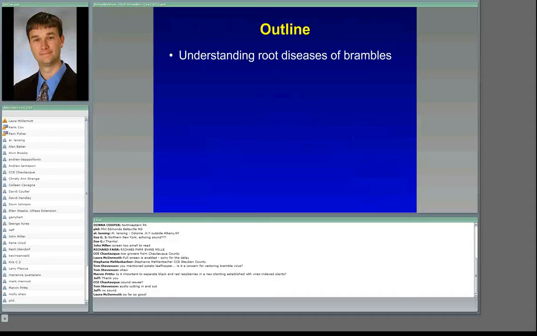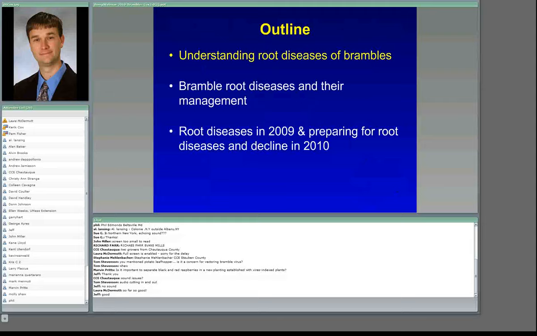All right, I'll give a little bit of information about understanding diseases of brambles, and then I'll talk about bramble root diseases and management. And then we'll look at root diseases in 2009 and some of the issues that seem to be involved with a small fruit decline this year, and what to do about diseases and root decline in 2010, given our seasonal situations. Of course, this talk is very much geared to the northeastern United States, and of course, New York, where we've had some very interesting weather, but I think some of those situations would also apply elsewhere, since we share a lot of the same overall weather conditions.